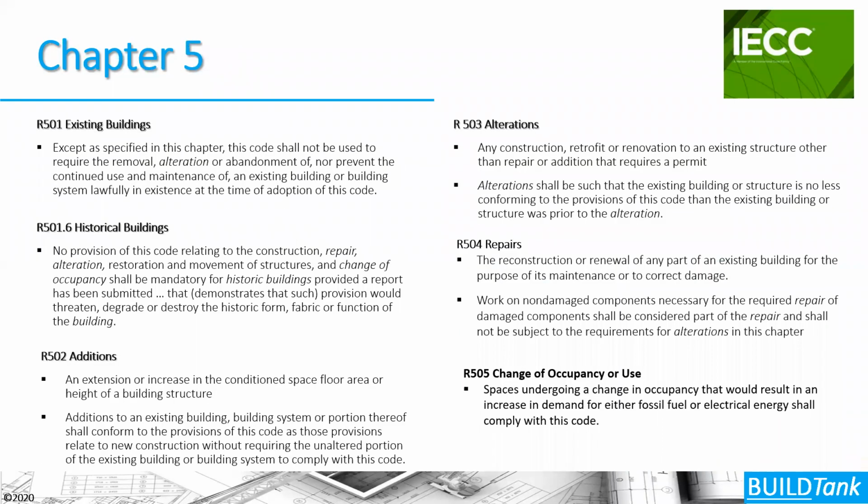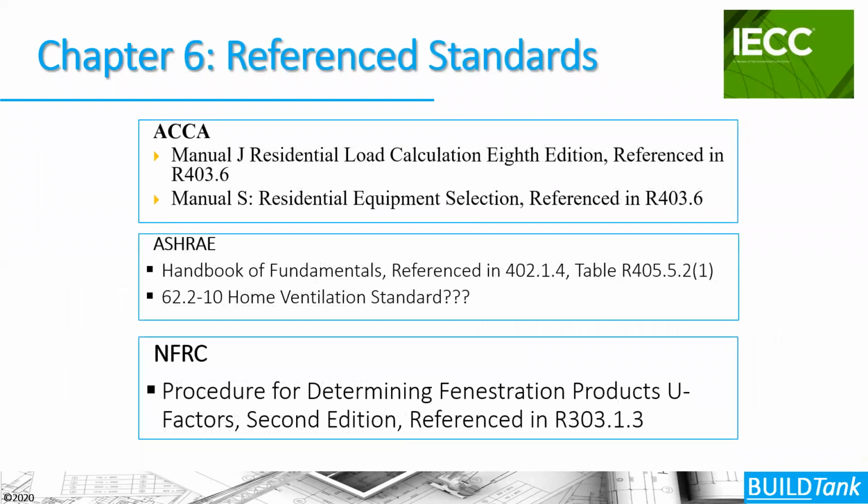Okay, so our last chapters are chapter 5, which is the existing home section and it's dealing with alterations, repairs in the code. It's a difficult chapter to understand. It's being enforced quite differently in different jurisdictions. So if you're doing anything with existing homes, make sure you spend some time with this chapter and understand how your jurisdiction is interpreting the code. And then the last chapter is chapter 6, which is really a reference chapter in the code.